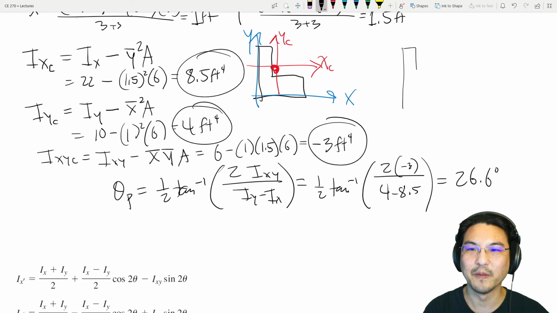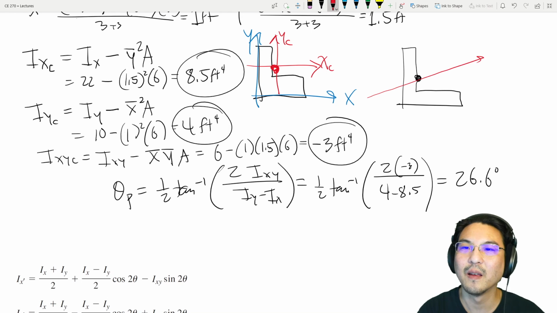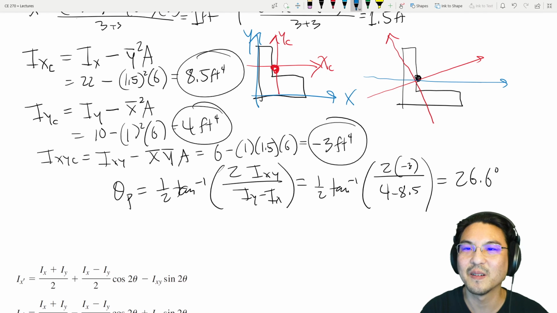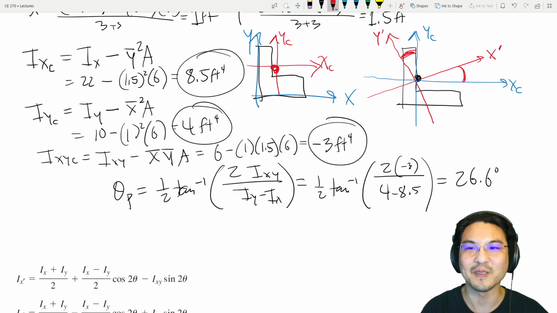So you have the centroid here. You just have to rotate your coordinates 26 degrees. Right, so going through the centroid was here. We just rotate to here. I'll call it x prime, y prime, by this much. 26.6 degrees. And those are principal axes.